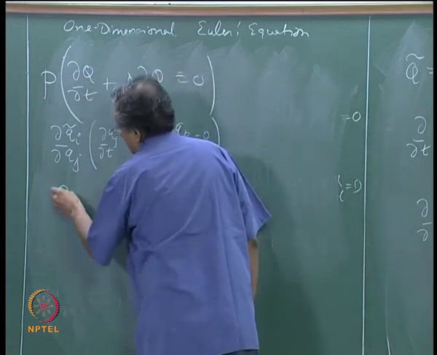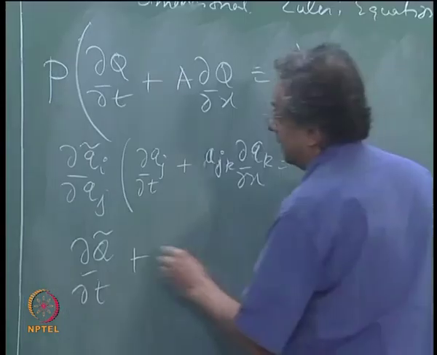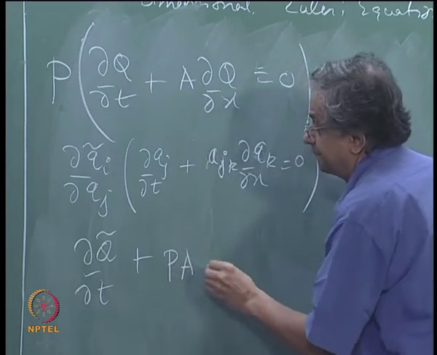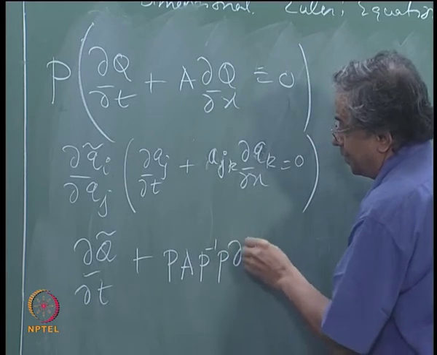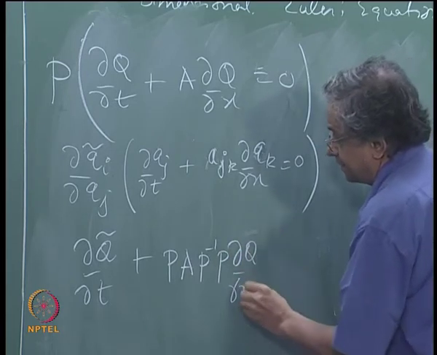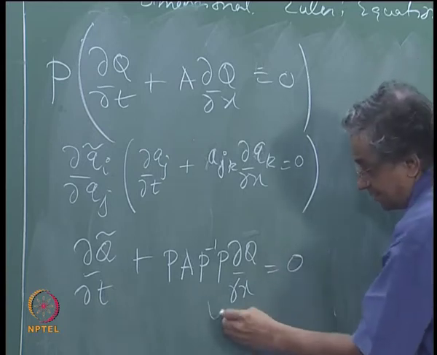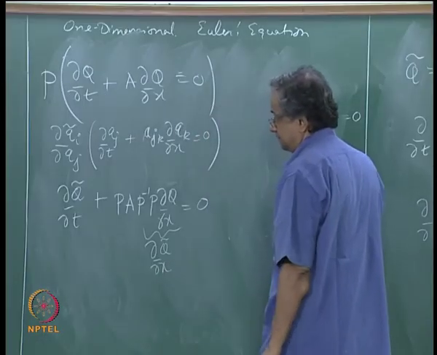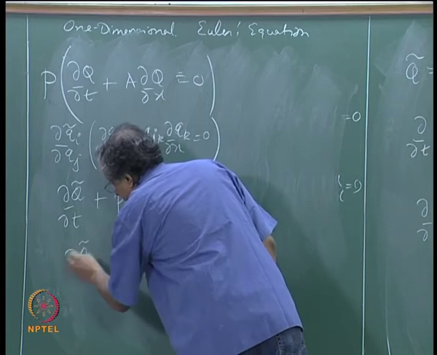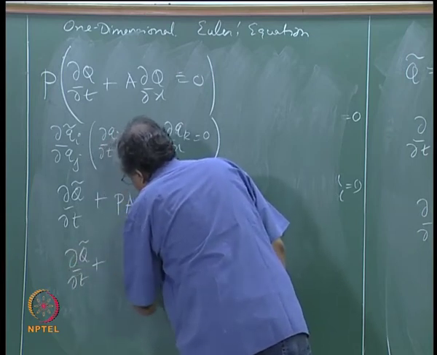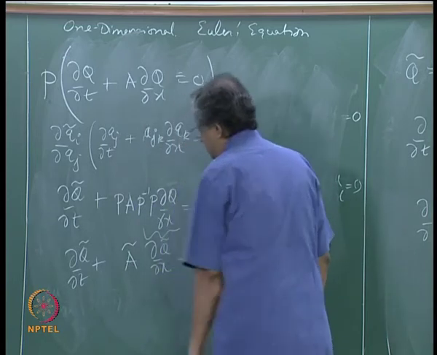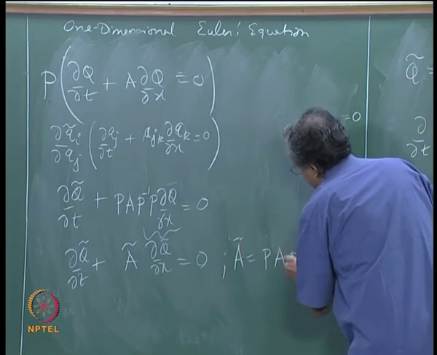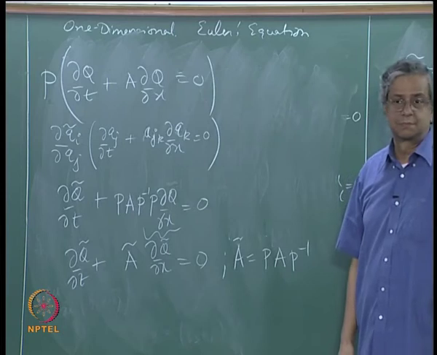So what will this give me? Dou q tilde by dou t plus P A P inverse dou q tilde by dou x equals 0. This of course gives me dou q tilde by dou x. So this should be dou q tilde by dou t plus A tilde dou q tilde by dou x equals 0, where A tilde is P A P inverse. Is that fine, everyone?